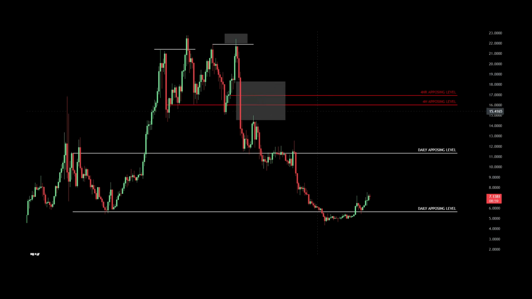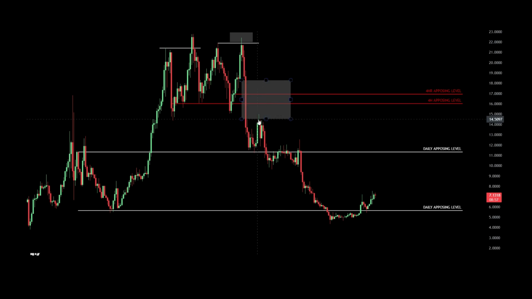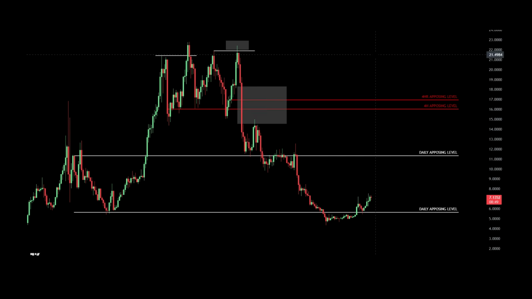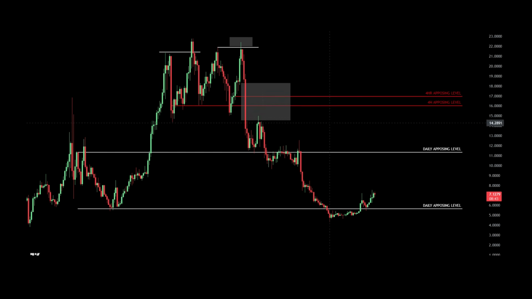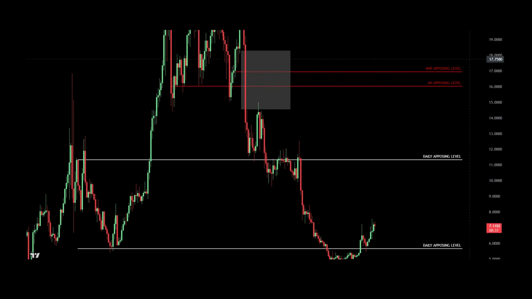We mark out that fair value gap, and you can see price retraces into this fair value gap. Oftentimes things won't be picture perfect, like price might not come exactly into the fair value gap, it might just touch the fair value gap and respond from there. And then you notice after it taps into here, we get another opposing level. It breaks this level.